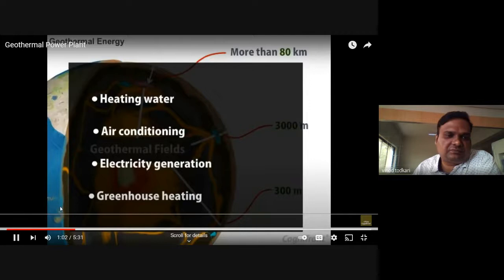Geothermal energy is used for heating water, air conditioning, electricity generation, greenhouse heating. Now see, you are having heat energy. So that heat energy can be used for plenty of purposes. It is not only used for electricity generation. It can be used for space heating. It can be used for air conditioning. It can be used for heating water. Right? Etc.